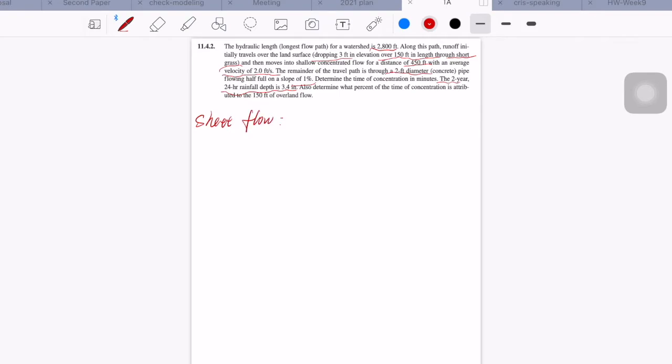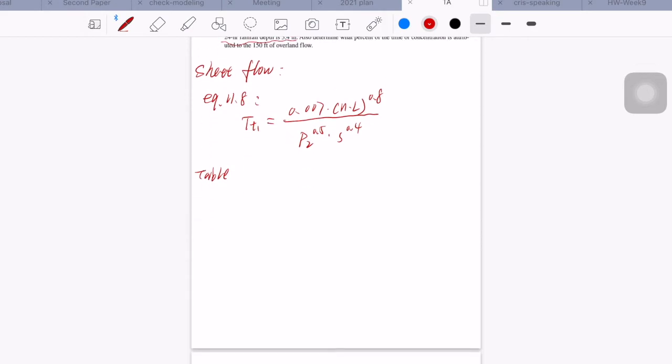And the unit in this problem is the British unit system, so we will use equation 11.8 in the textbook to determine the TT1. We know the TT1 equals 0.007 times n times L to the power of 0.8 divided by P2 to the power of 0.5 times S to the power of 0.4. And based on table 11.9 in the textbook, we know the surface is short grass.